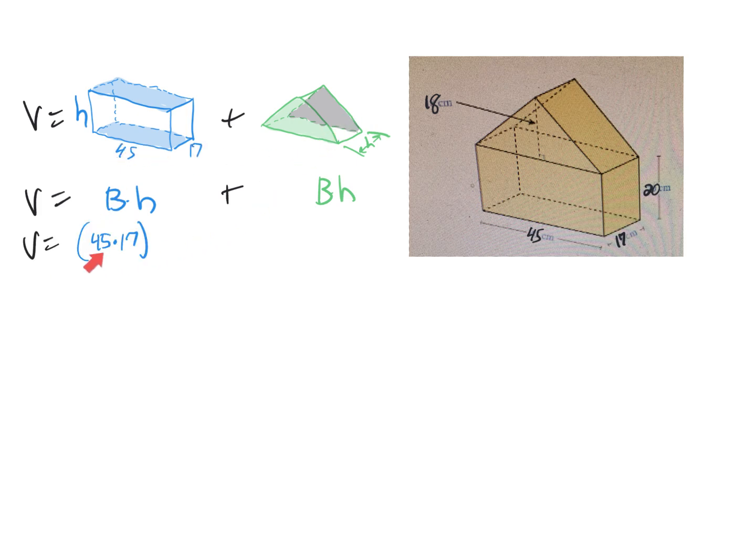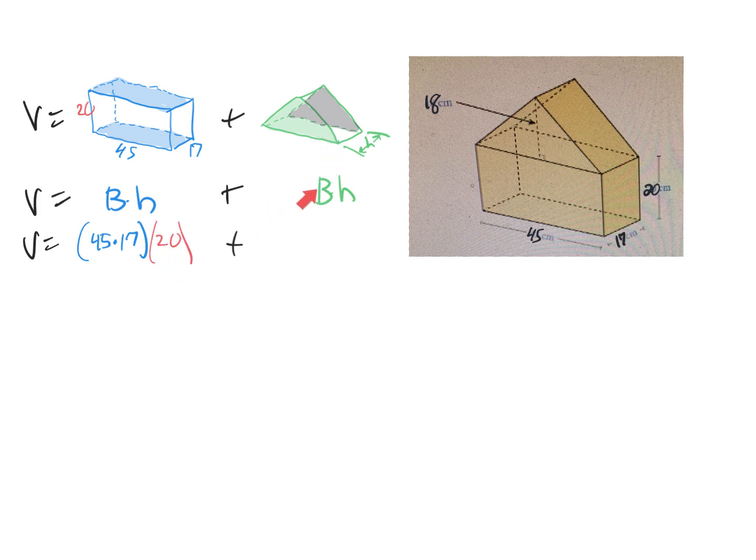It's a rectangle that's 45 by 17. Then the height of this prism is the distance between bases, which is 20. From the bottom to the top is 20. All right, now let's do the same thing for the triangular prism.